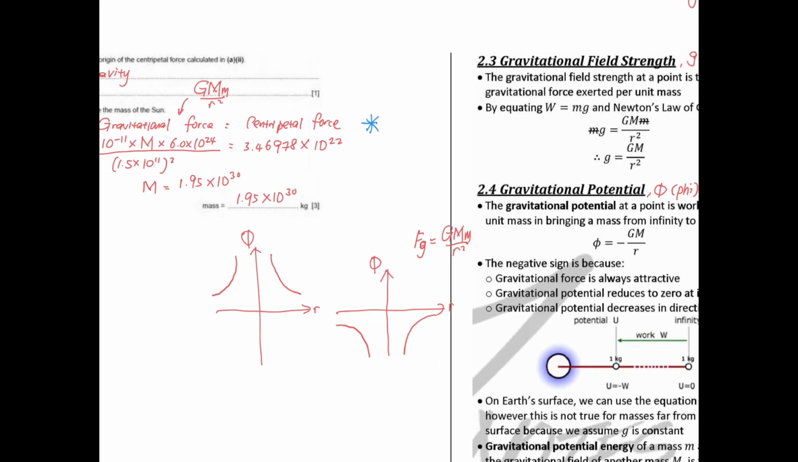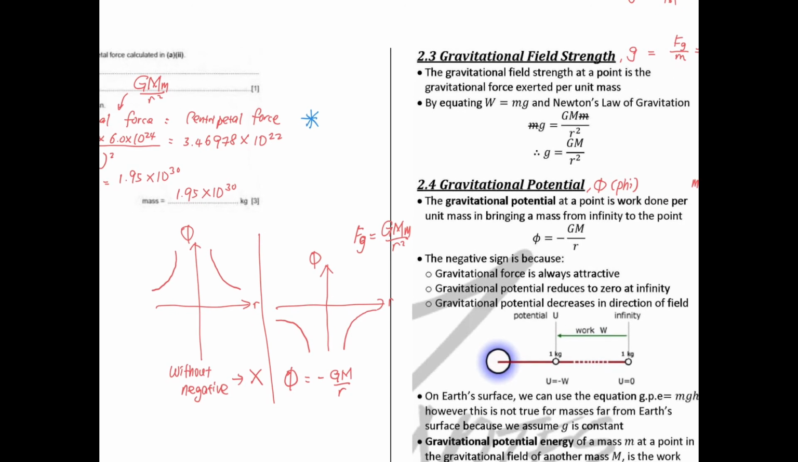I have two graphs here. The graph on the right is phi equal to minus GM over r. Without negative, the graph will be like that, and something is wrong with the graph already. Something wrong. Okay, what's wrong? Let's see the explanation here.